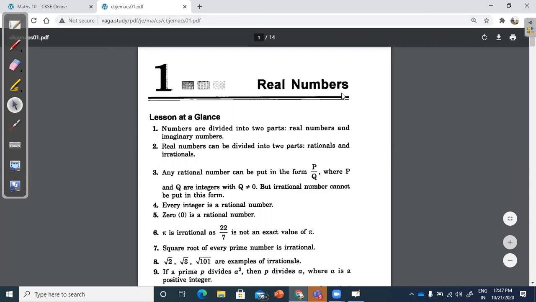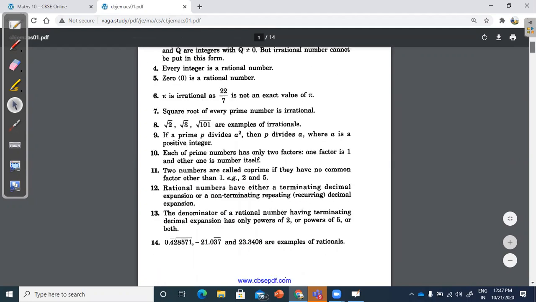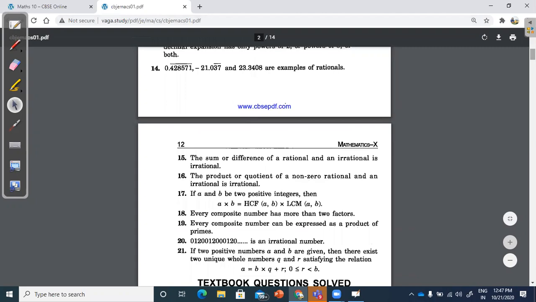So we start with chapter 1 today, real numbers. Some of the things that are discussed in this chapter you have already done in the previous classes, and some of them will be new. So chapter 1, real numbers, is the first chapter that we are going to discuss today.